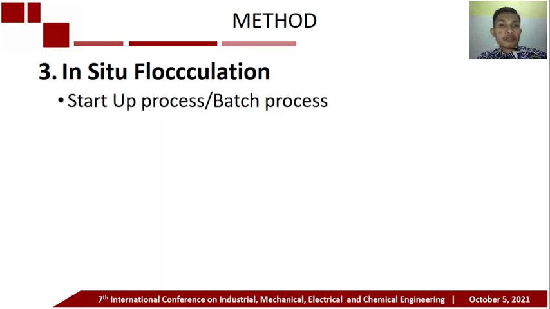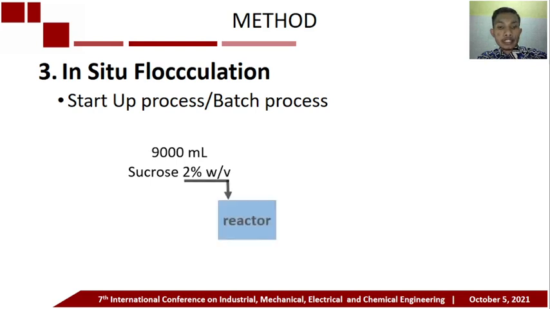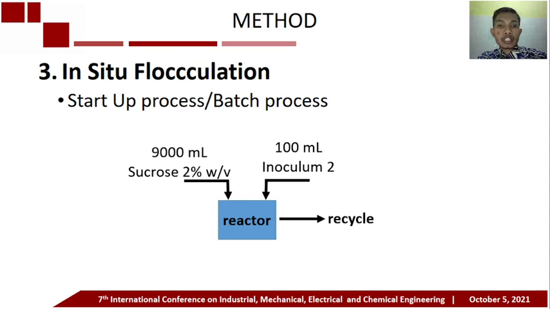Startup process or batch process. 9000 ml medium made from sucrose, 2% weight per volume was filled into the reactor and distributed into compartment of A and B. Then added 1000 ml of inoculum 2. And recycling to distribute sucrose medium and inoculum homogeneously into compartment of A and B.